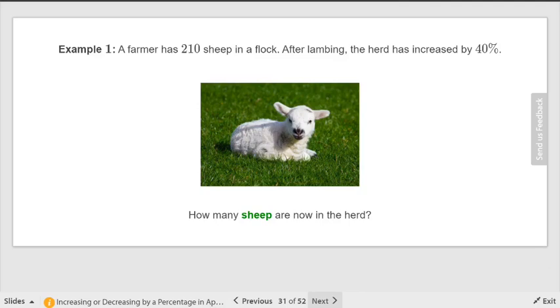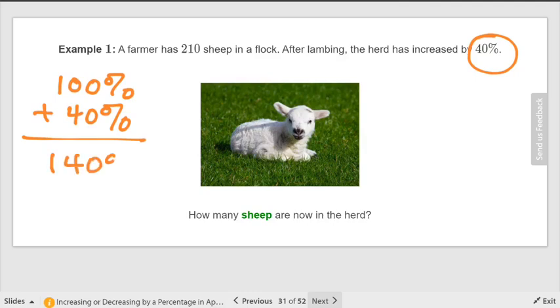A farmer has 210 sheep in a flock. After lambing, his herd has increased by 40%. How many sheep are now in the herd? So, if he starts off with a flock, what percent? So is this a percent increase or decrease? Increase. So we're going to start with what percentage? 100%. And since it's an increase, we're going to be adding. And what percent are we increasing? 40%, which gets us a new percentage of 140%.